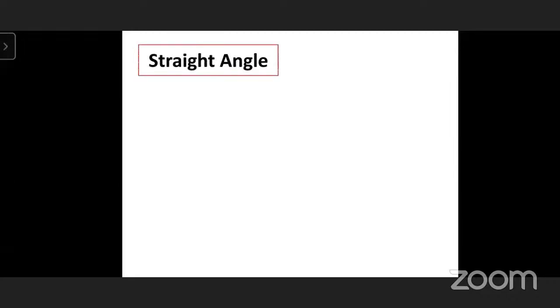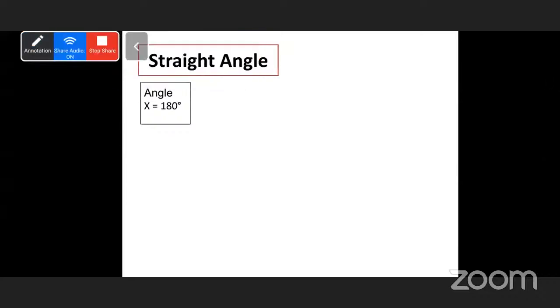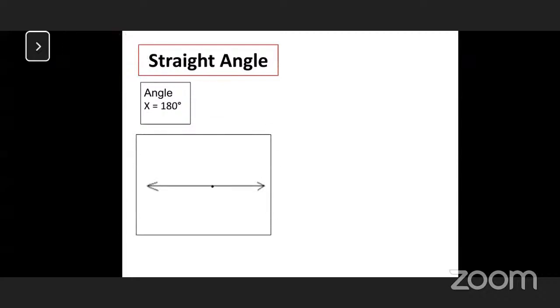Now, we have completed the basic types of angles, that is acute angle, right angle, and obtuse angle. Now we'll move towards another type of angle, the straight angle. In a straight angle, the measure of the angle is always 180 degrees. Now, if you measure this, you'll get it as a 180 degree angle.